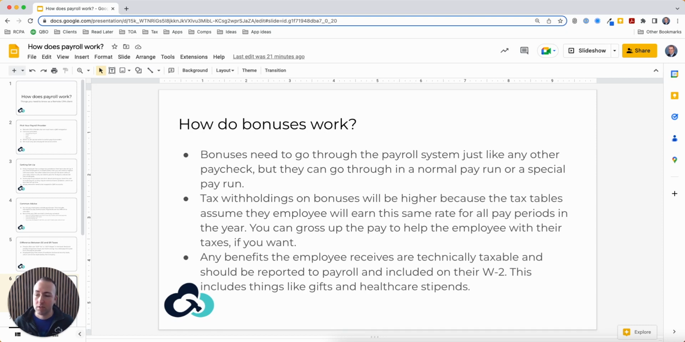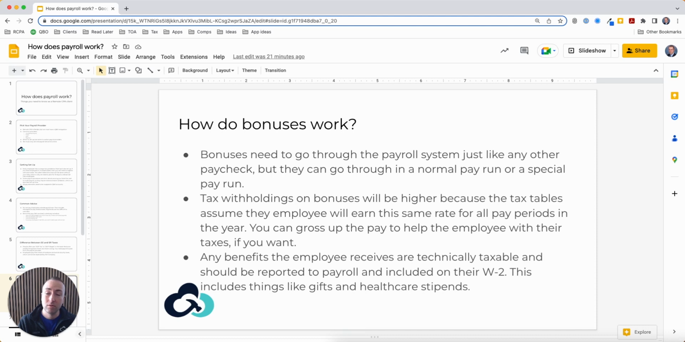But bonuses need to show up on an employee's W-2, unfortunately. It is taxable just like any other income is. So it's really best if these are processed through the payroll system. And we see a lot of people giving gift cards as bonuses.